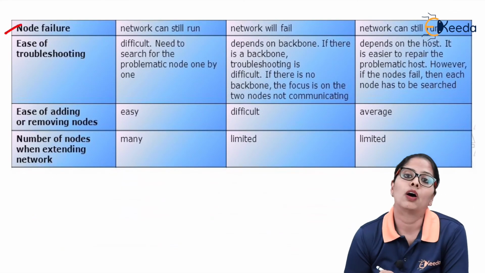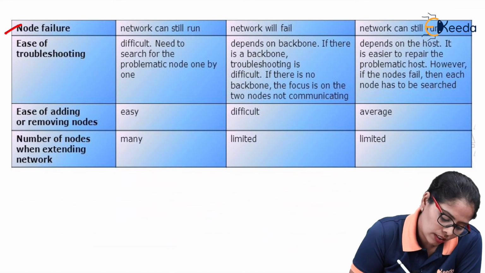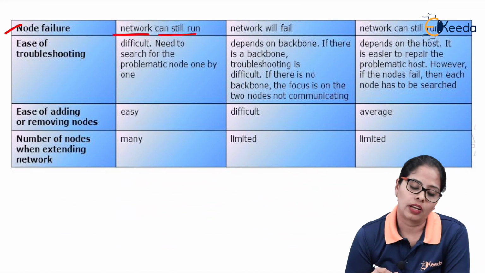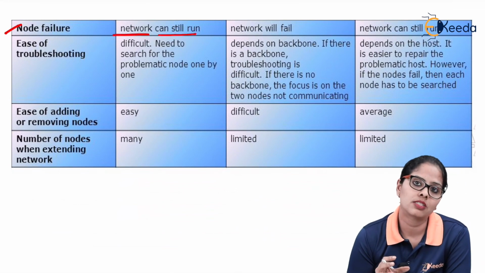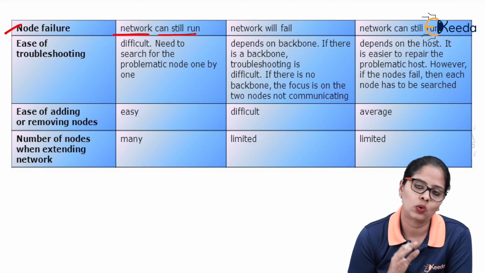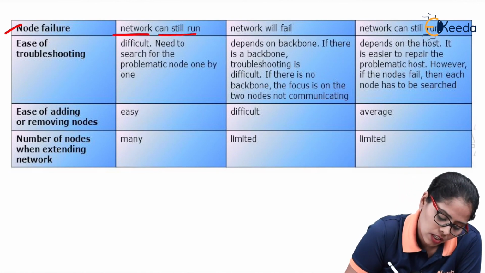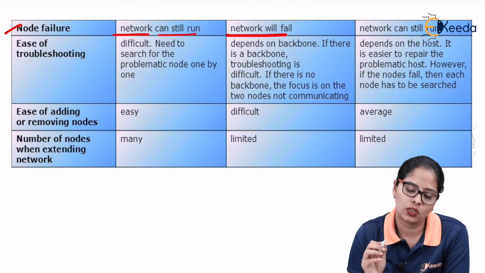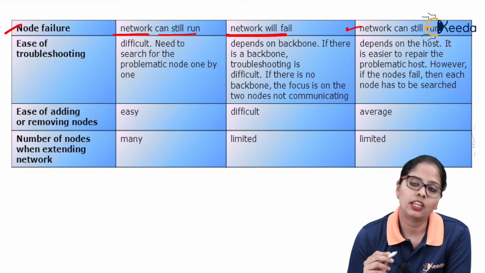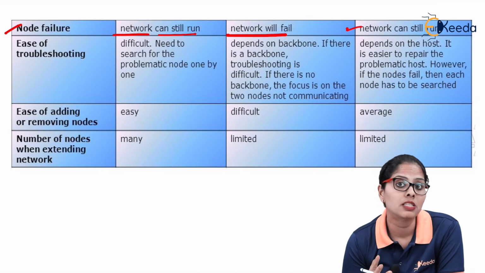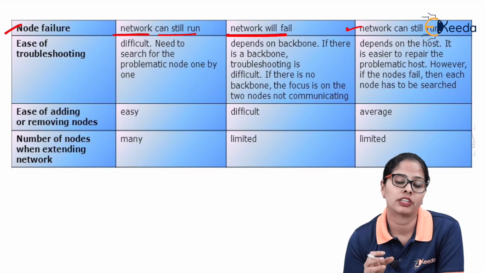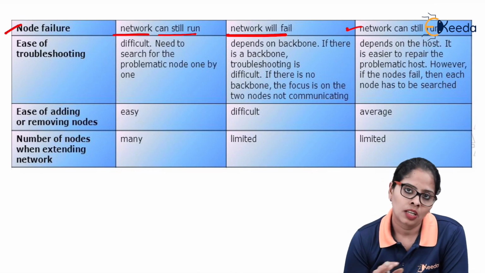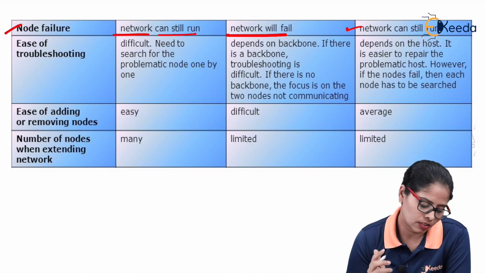Next, let us talk about node failure. Here the network can still run. As you know, if any node is down, the network communication can still take place. Here, if any one node is down, the entire network is down. Here, for example, if the hub is down, then the entire communication stops. If any one link is down, then the communication will still take place.